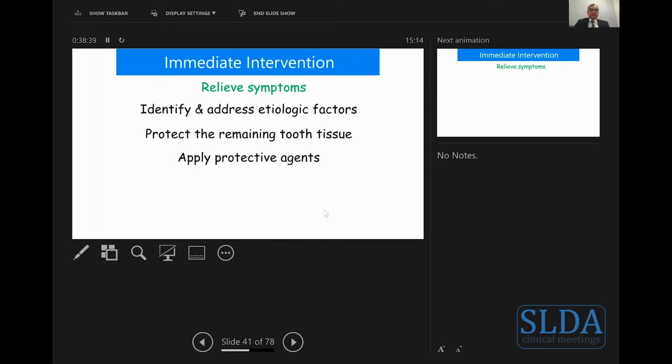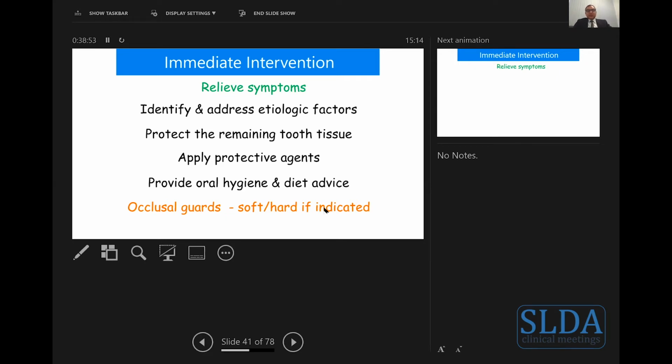So in the immediate intervention, as I mentioned, our primary aim is to relieve the symptoms, identify some of the etiologic factors, implement measures that will protect the teeth from further damage, and give advice regarding protective agents. Maybe apply some seal and protect to manage the sensitivity, or other agents such as bonding agents. You're sort of trying to laminate the tooth surface with bonding agent to protect against the acid attack.